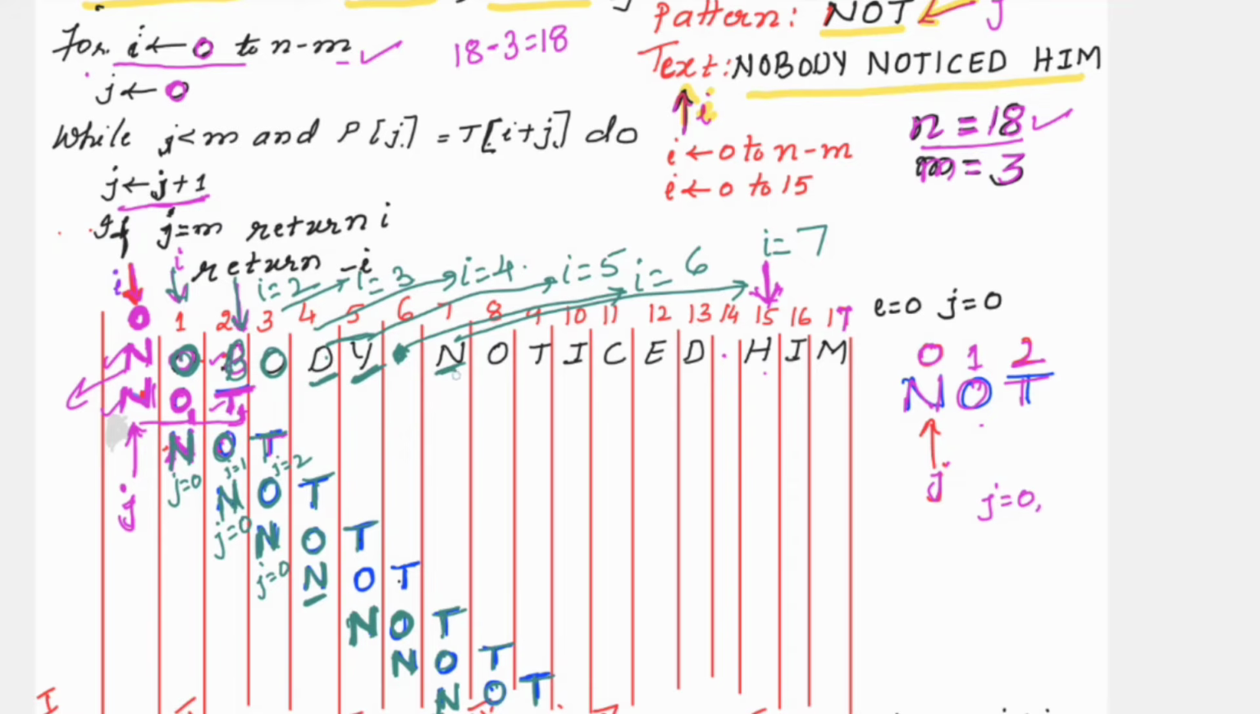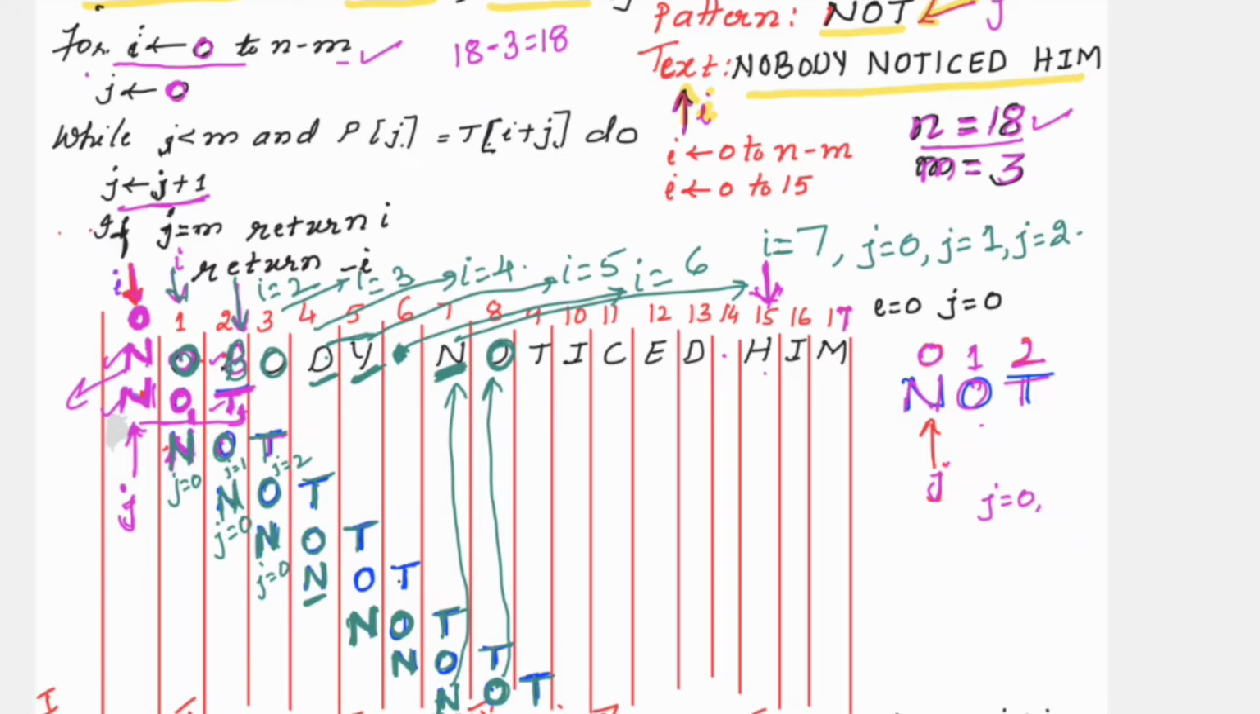Now you can check here, the pattern letter is N and the text letter is N. Yes, there is a match. So J gets incremented by 1. For I equal to 7, you tried J equal to 0. Yes, there is a match. J gets incremented by 1. J becomes 1. So now O of the pattern and O of the text. First time this N of the pattern and N of the text got matched. Next O of the pattern and O of the text is also getting matched. So then increment the value for J by 1.